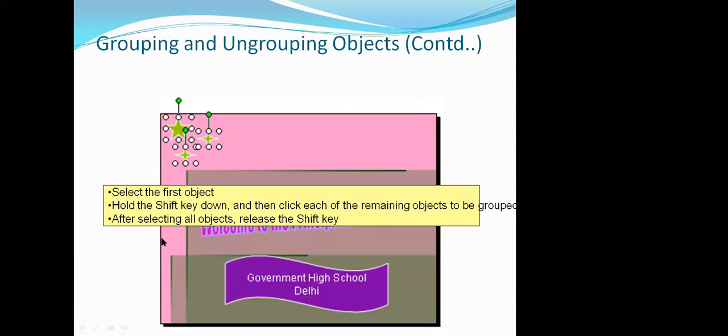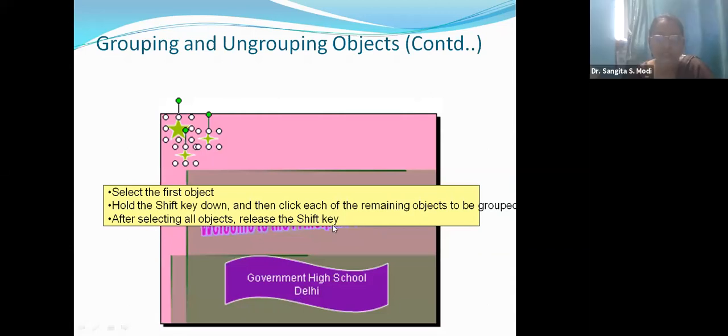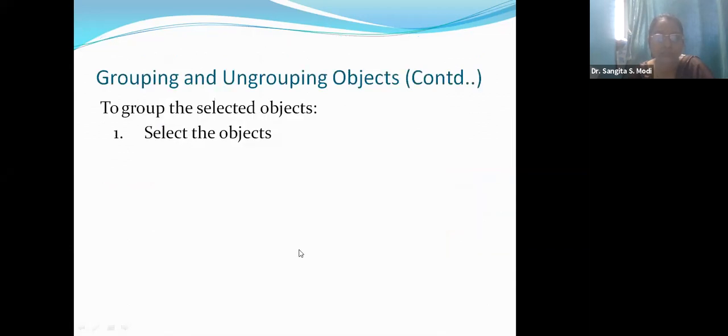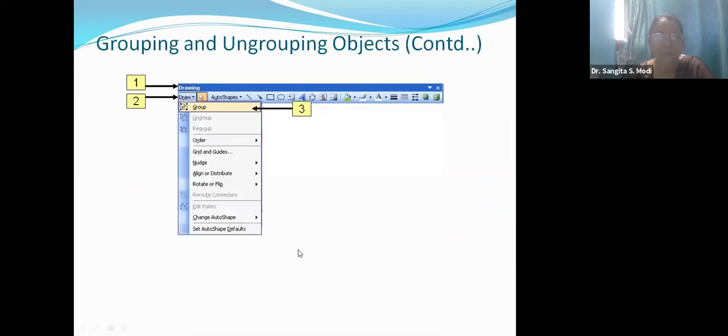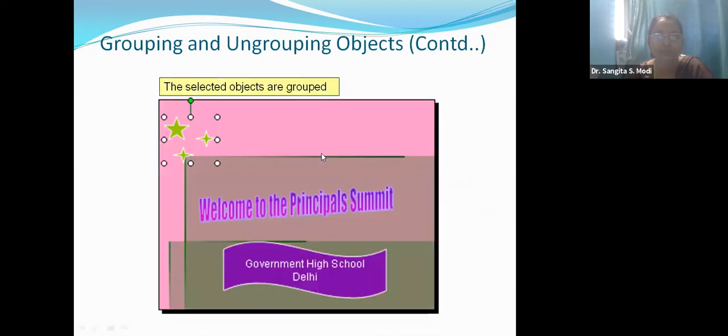Okay, so after selecting all objects, release the shift key. Just select the object. Click on, so go through this menu. Whenever you are going through this menu bar, on this ribbon, just click on the drawing ribbon and click on group.